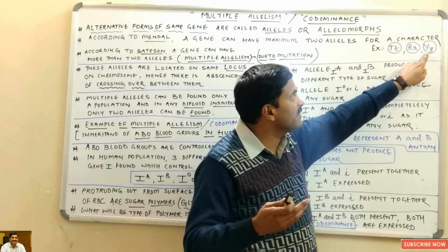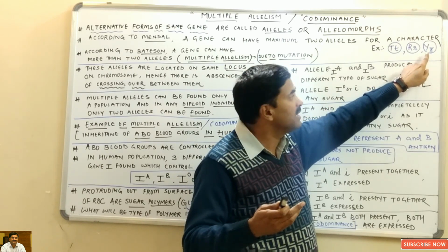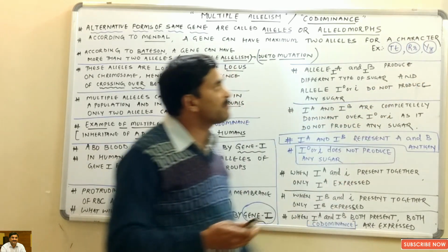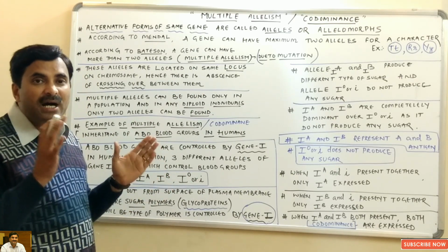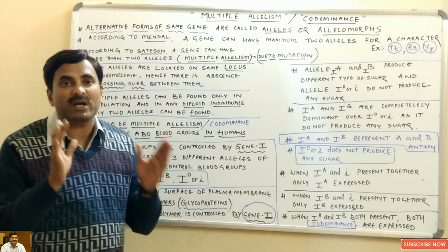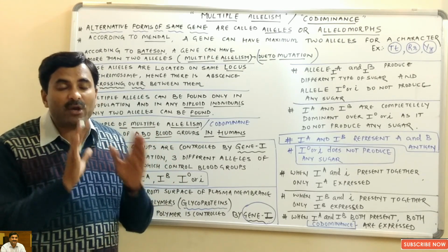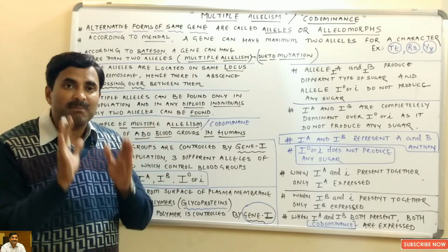Like this only we can have yellow and green. Capital Y represents yellow color, small y represents the green color. So according to Mendel, a gene can have a maximum of 2 alleles for a particular character. A gene cannot have more than 2 alleles according to Mendel.